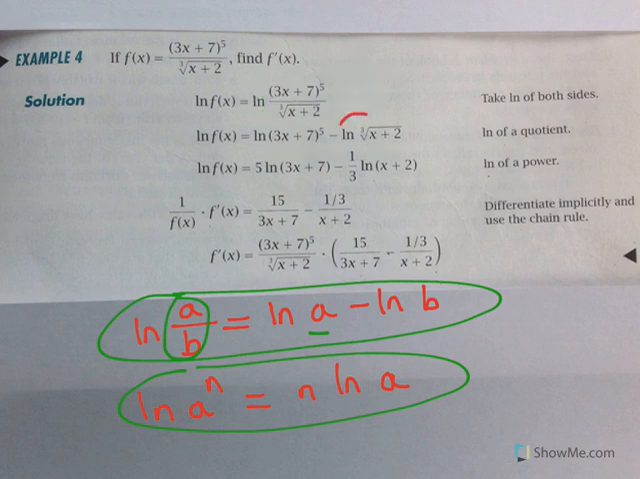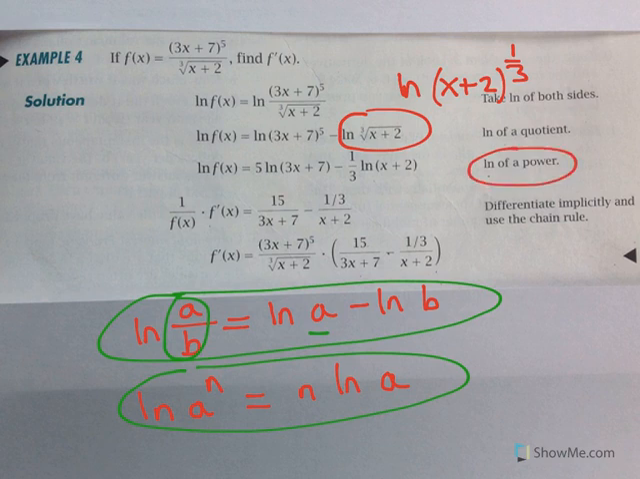The next thing that we want to recognize is this. Here we have the natural log of the cube root of x plus 2. You can write that as the natural log of x plus 2 to the 1/3 power. And that will set us up for using the next property of logarithms, the natural log of a power, to further expand each of our two logarithmic expressions before differentiating.